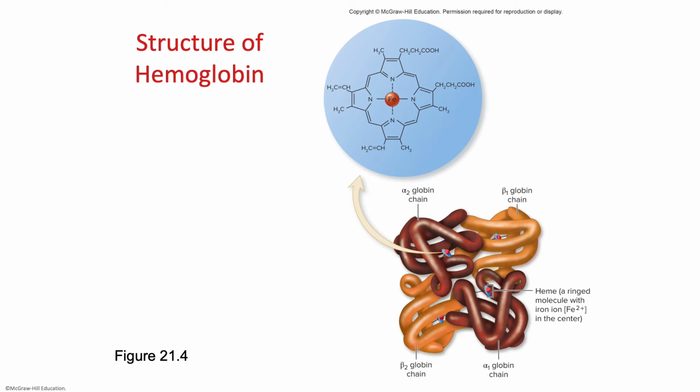This is the structure of what hemoglobin looks like. There's a heme group containing an iron right in the middle, and it's just interesting to see these 4 chains, and they'll each carry an oxygen molecule.